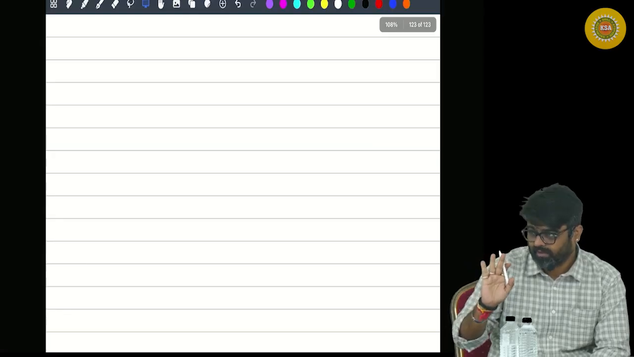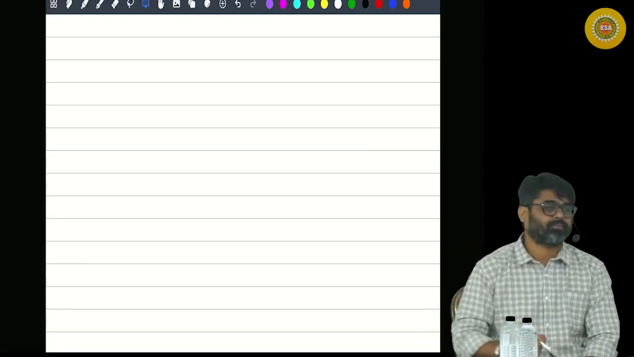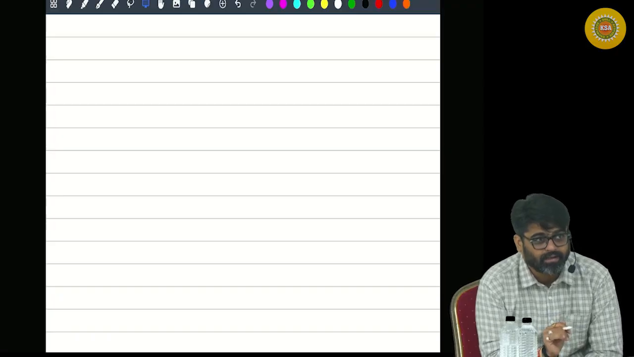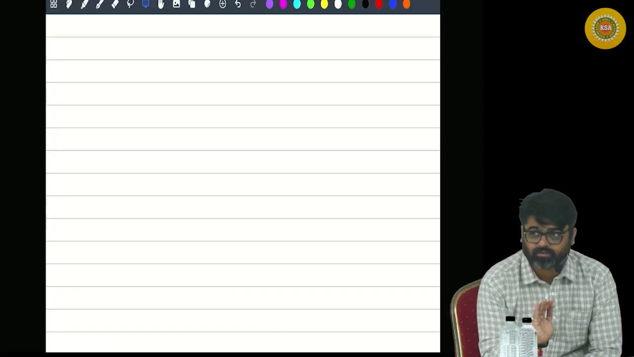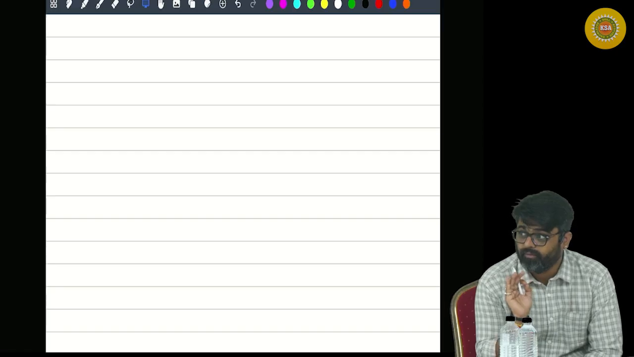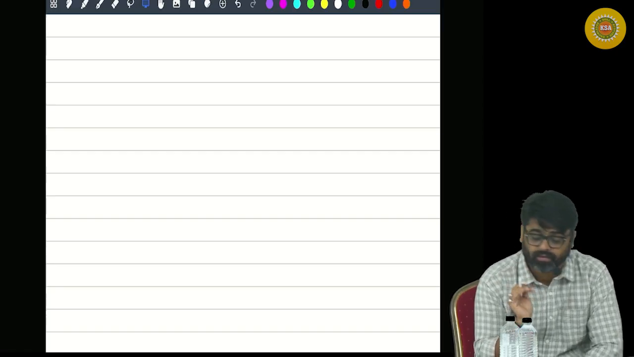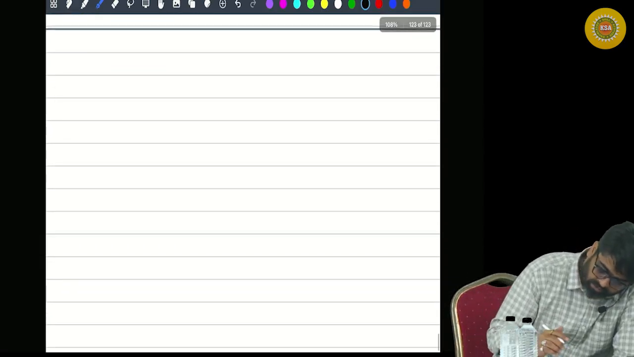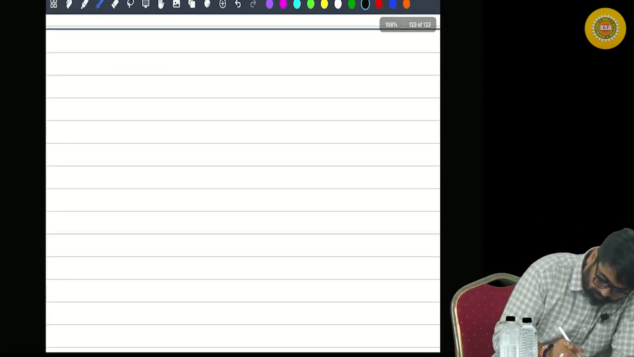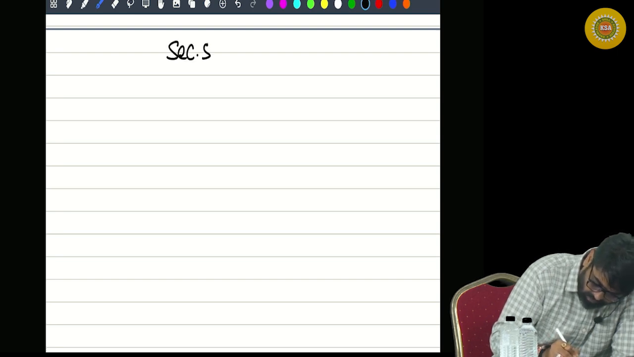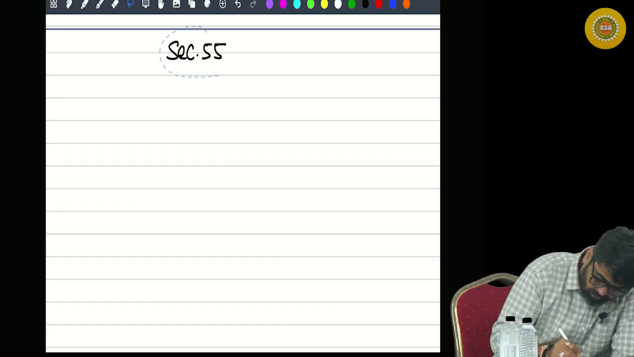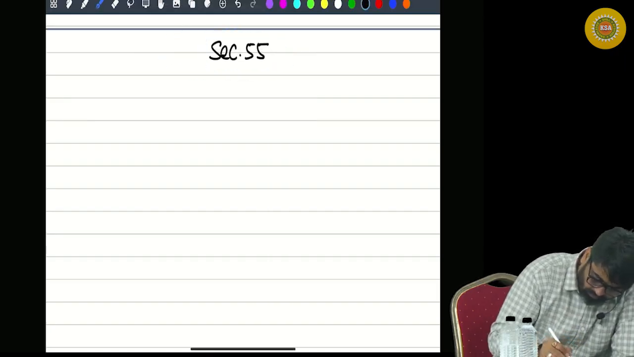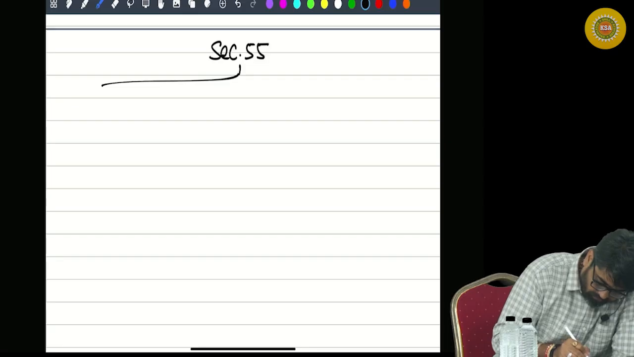Now this is the normal meaning. Now see, under the Income Tax Act, the provisions of section 55 talk about cost of acquisition and cost of improvement. Which section did I say, sir? Section 55. Section 55 has two parts.